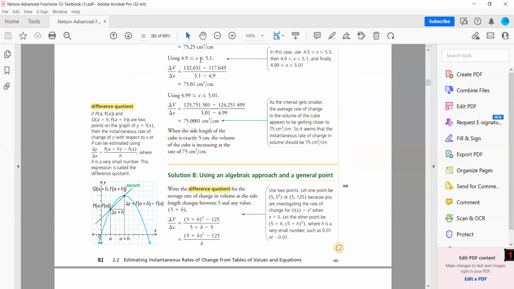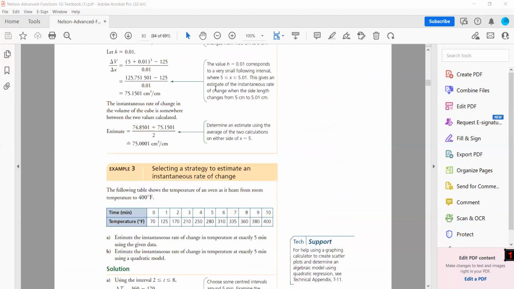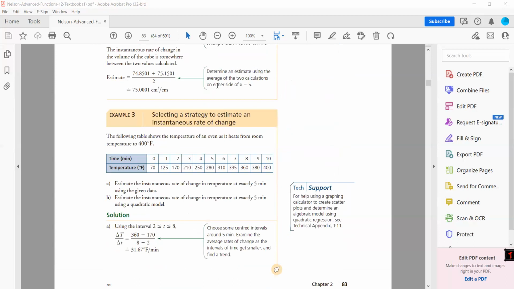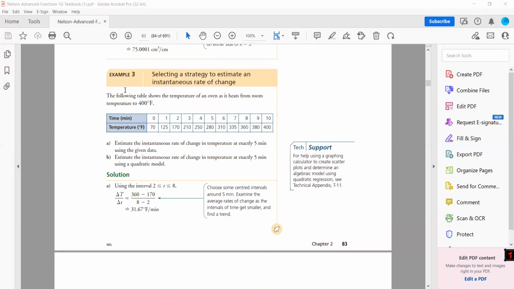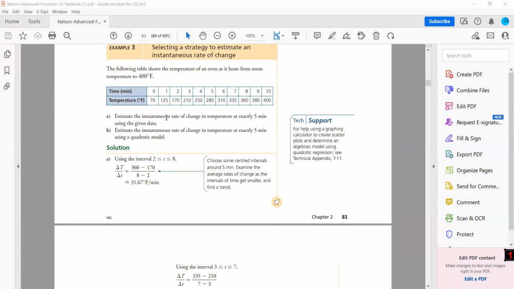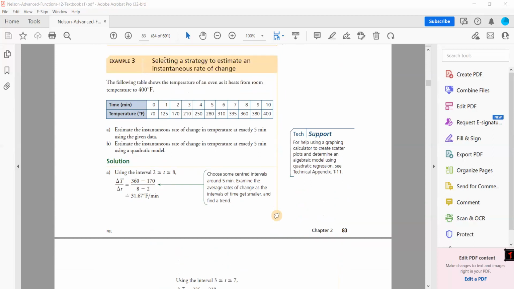However, if you have functions that have, for example, an empty point here or a break, then we cannot estimate the average rate of change where this break occurs. Okay, one more interesting fact. So here is an example where they select a strategy to estimate an instantaneous rate of change. Please take a moment to look at this example.